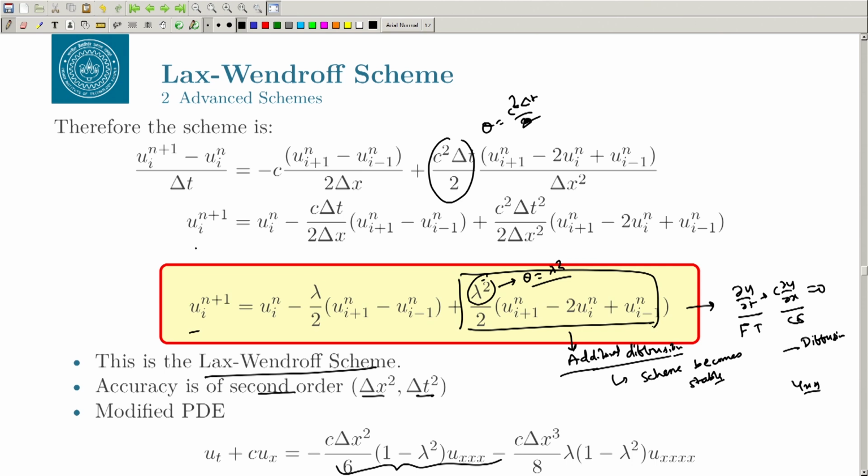But what you can do, you can derive your own scheme. Here, instead of lambda square you can use some other value of the diffusion, and check whether the scheme is stable or not. So, this is just balancing out. If you put more than lambda square, it will be more dissipative, so you will have a dissipation error in the leading term. If you put your diffusion number less than lambda square, the scheme will become unstable. Let us see all those things.